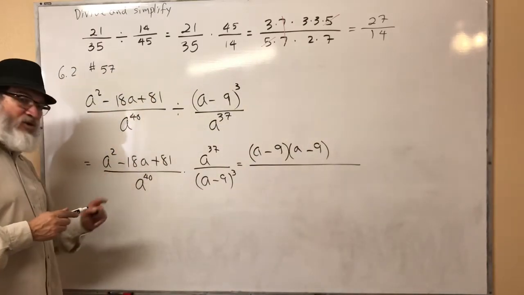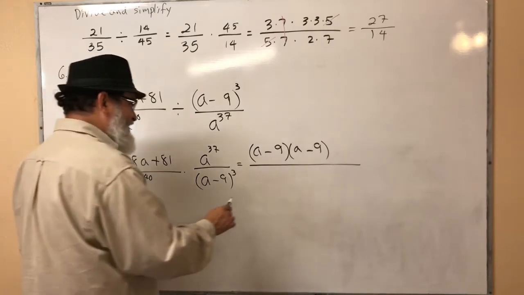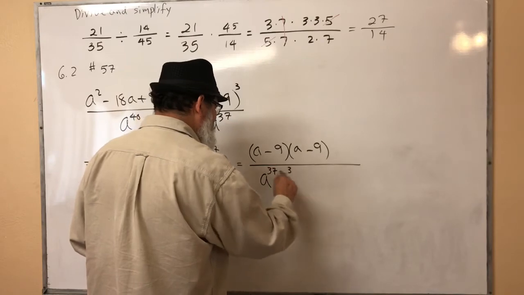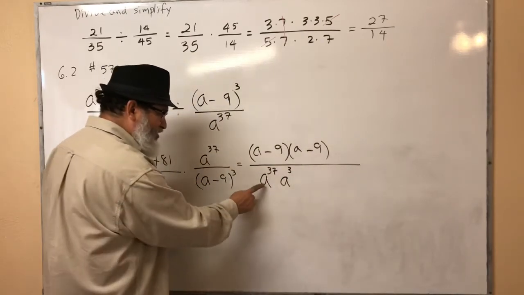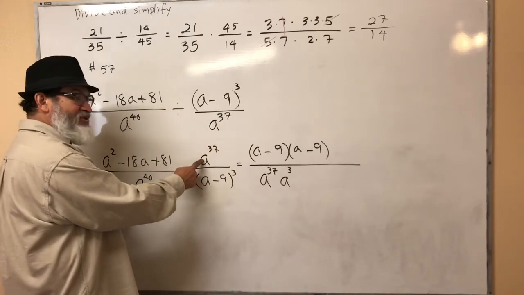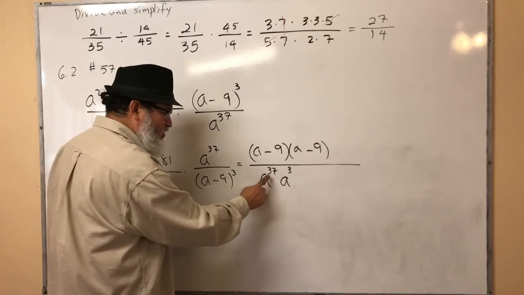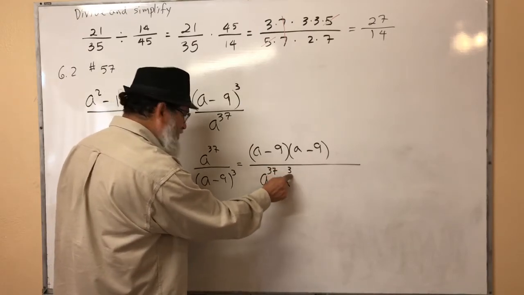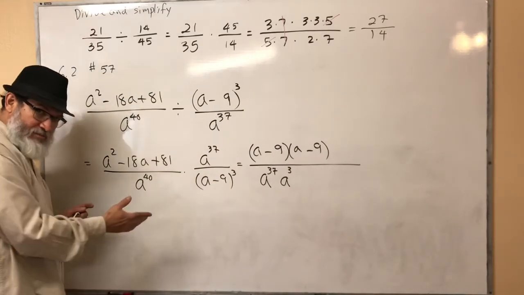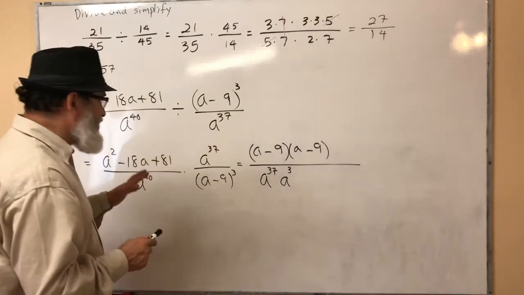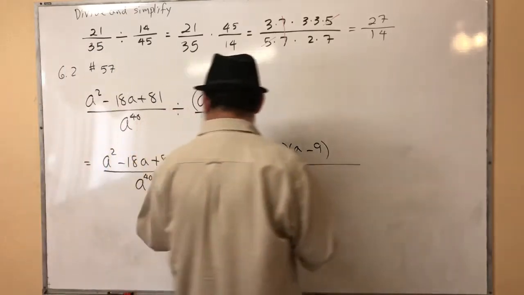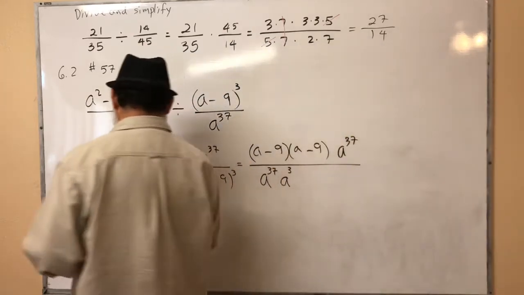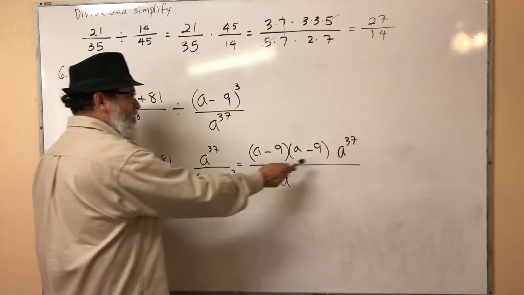You see this a to the 40th? A to the 40th is a to the 37 times a to the third. And why am I using a to the 37? Because in the top we have a to the 37. If you multiply a to the 37th times a to the third, you add the powers. And what's 37 plus 3? 40. Okay? The numerator has those two, and then a to the 37th. So in the numerator you factor this, and you keep that one.